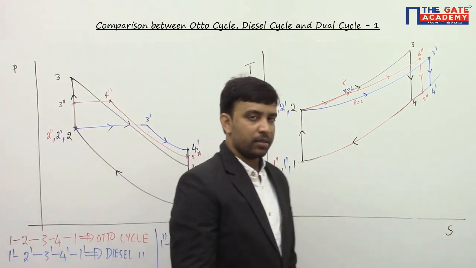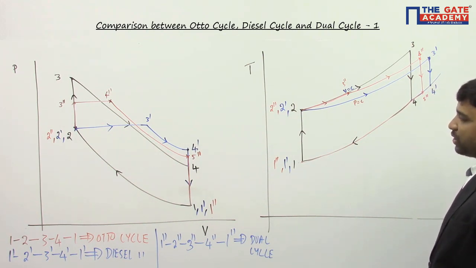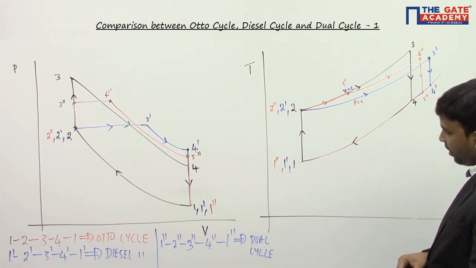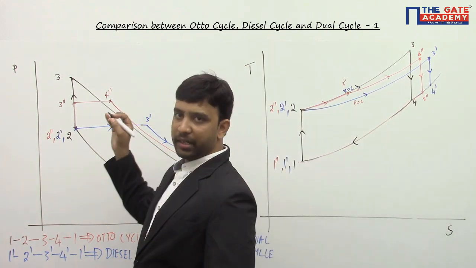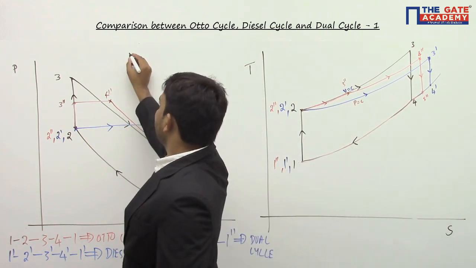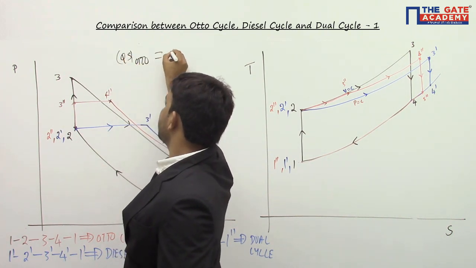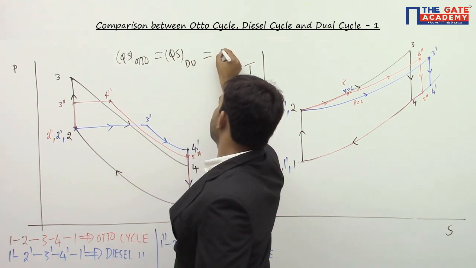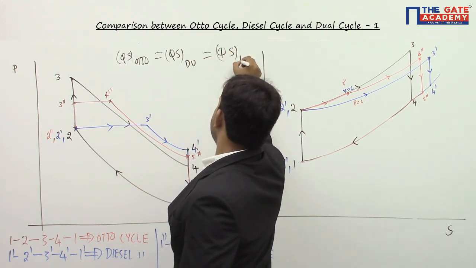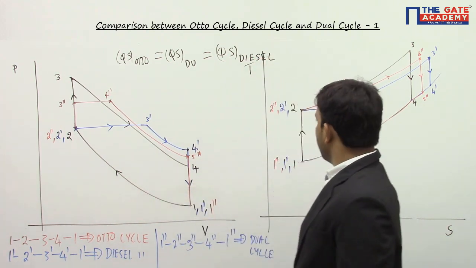These are the 3 cycles. And if you want to do the comparison, which cycle will have maximum efficiency? Now you can see one thing is clear: for all the cycles, heat supplied remains constant. I can say heat supplied for the Otto cycle is the same as heat supplied for the dual cycle, which is the same as heat supplied for the diesel cycle.